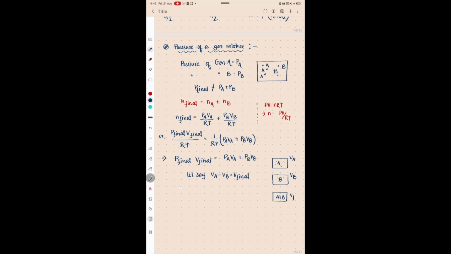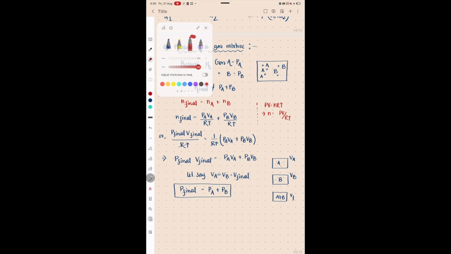So then P final will be what? P final will be PA plus PB, because V will get cancelled out from each side. We'll get P final is equal to PA plus PB. This is called Dalton's law.